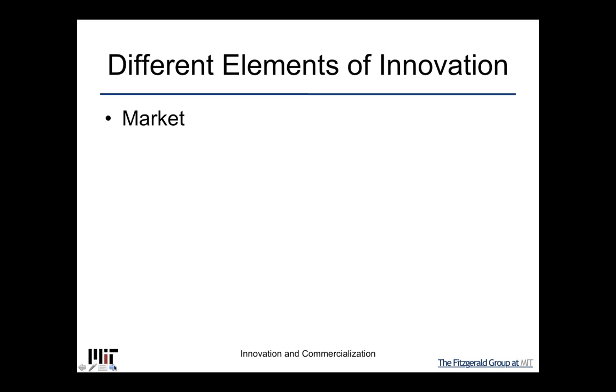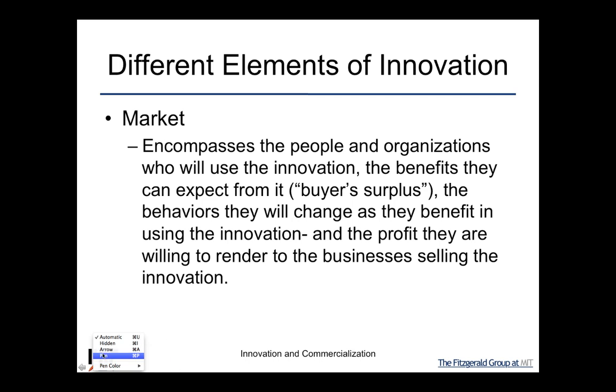So here we refer to market, but we already described in the intro that we really mean more of market application here. But let me go through the definition that we have, and then I'll talk about some important parts about it. So first of all, the market, as the formal definition, encompasses the people and organizations who will use the innovation, the benefits they can expect from it, the behaviors they will change as they benefit in using the innovation, and the profit they are willing to render to businesses selling the innovation. So there are a few very important points here.